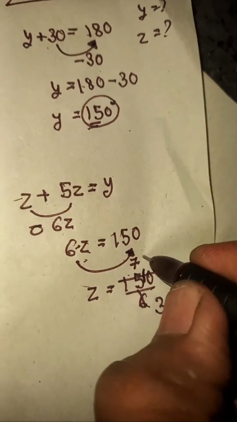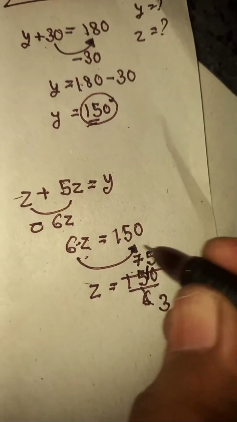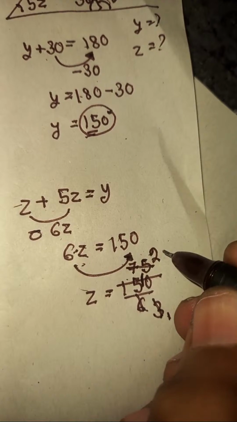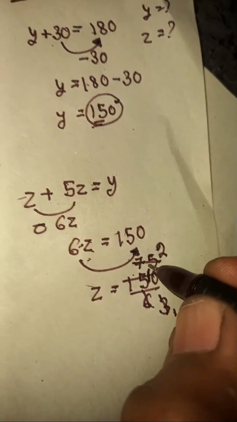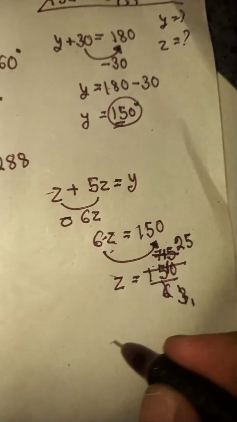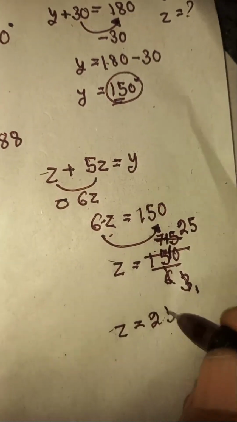And again 2 5 times is 10. 75 can divide. 3 1 times, 3 2 times is 6 and 7 minus 6, 1 remains, 15. 3 5 times is 15. z equal to 25 degrees.